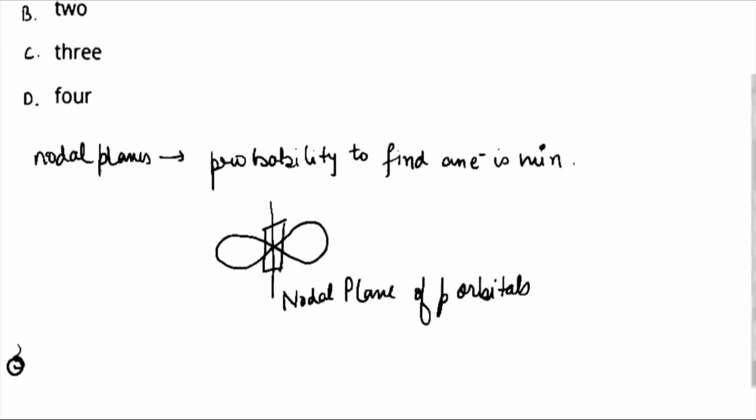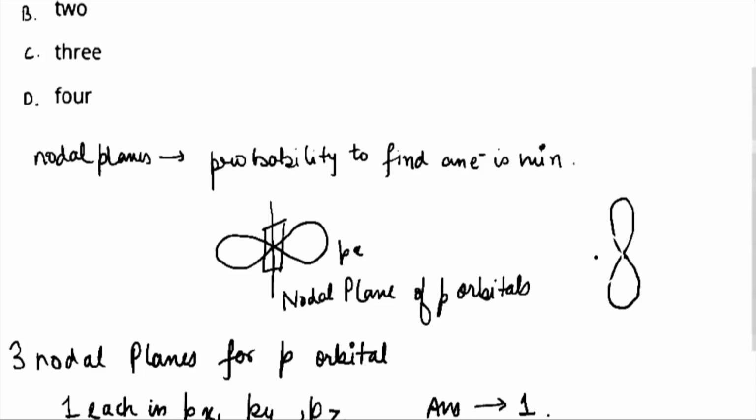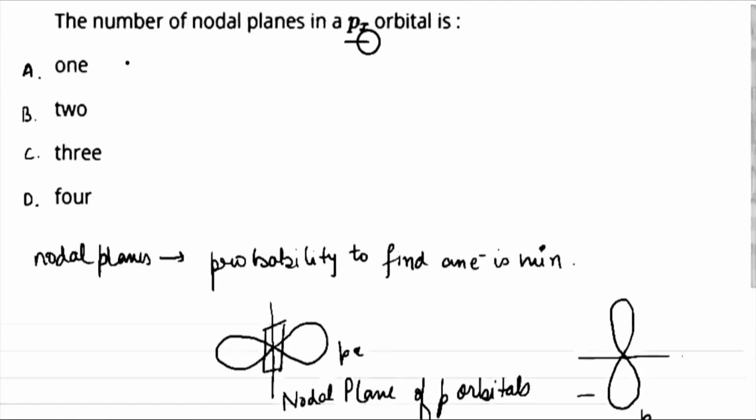There are a total of three nodal planes for p orbitals, and these are present one each in px, py and pz. Therefore, the answer would be 1. So 1 is present in px, 1 would be present in py and 1 in pz. So in a px orbital, it would be 1. So the answer is 1. Thank you.